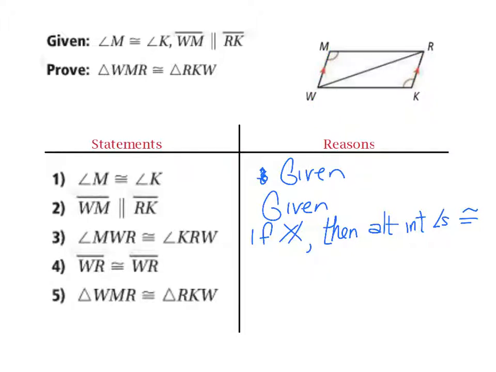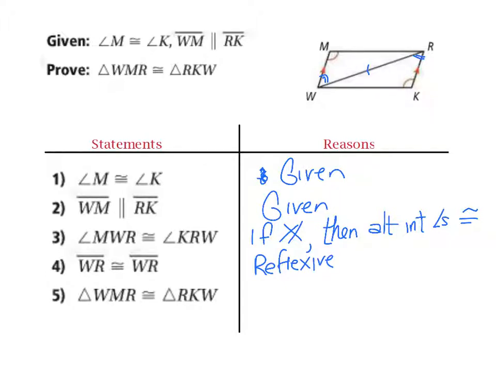I just showed, let me get those angles marked. It was this angle and this angle. And now they want to say WR congruent to WR, that's this segment. Okay, that's just a reflexive. When you have the same thing equal to itself, that's reflexive property. And that's my third congruence.